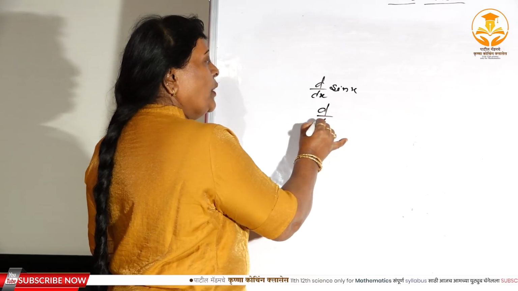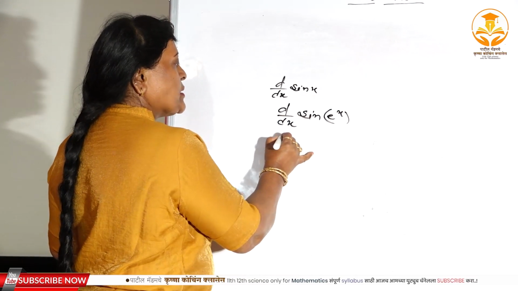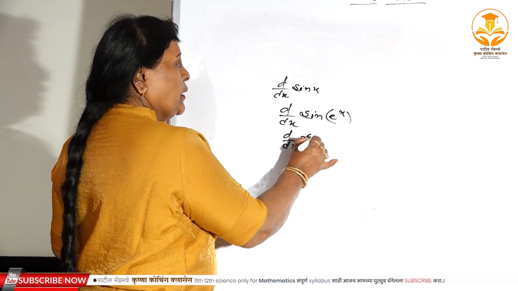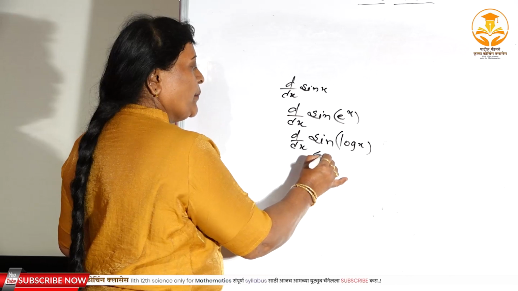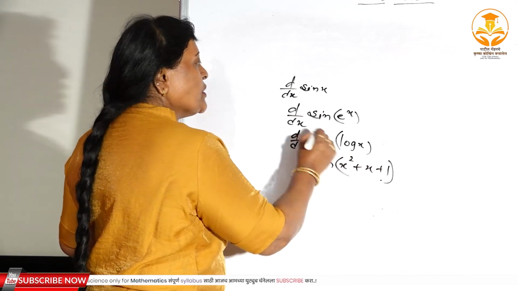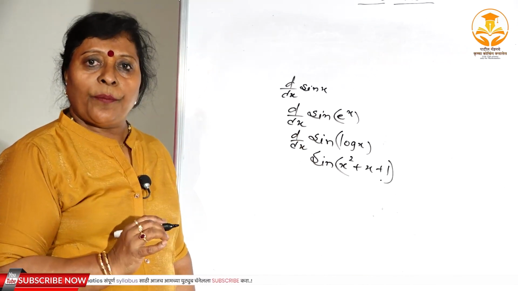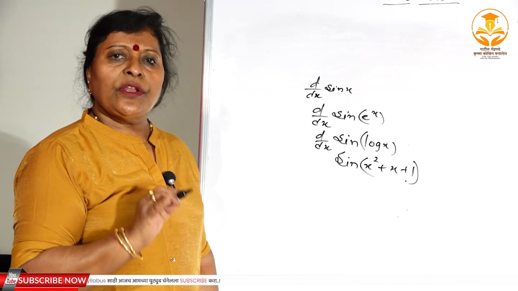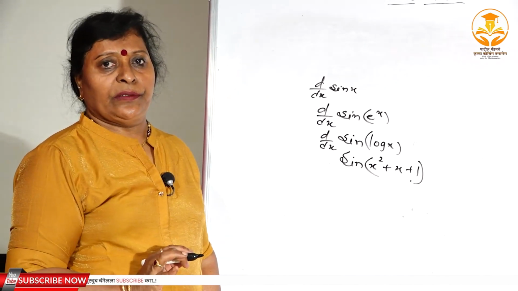But you don't know the d/dx of sin e to the power x, sin log x, sin of x square plus x plus 1, isn't it? Now such a function is called a composite function. Now what do you actually mean by a composite function? The combination of two or more functions is said to be a composite function, isn't it?